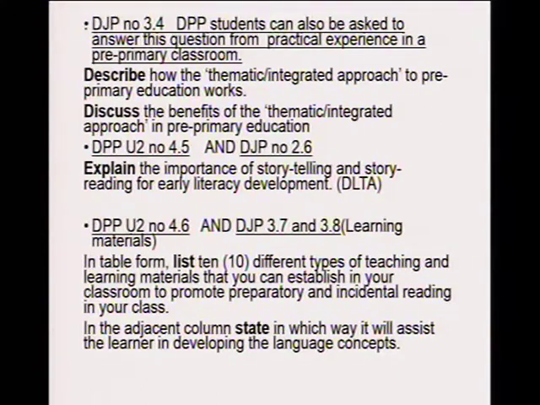In table form, list 10 different types of teaching and learning materials that you can establish in your classroom to promote preparatory reading as well as incidental reading. In the adjacent column, state in which way this will assist the learner in the development thereof.